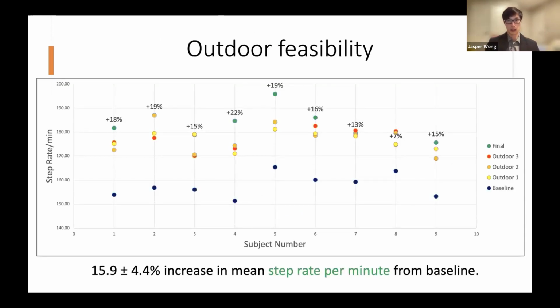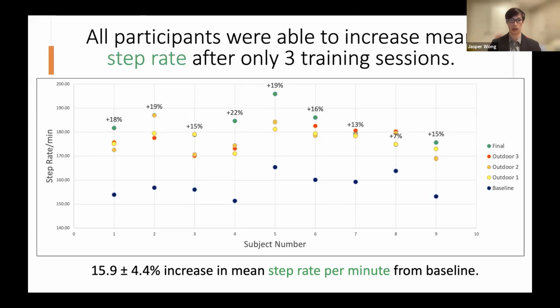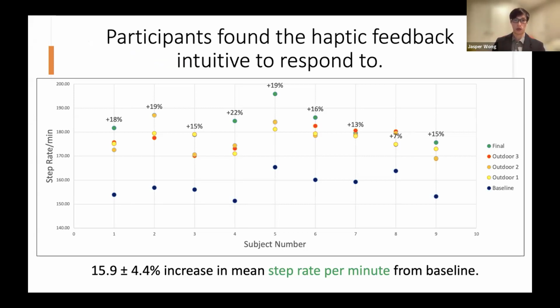So onto the outdoor feasibility. Here we've got a graph showing the mean step rate per minute in the different sessions, with mean step rate per minute on the y-axis and subject number on the x-axis. The blue dots represent their mean step rate during the baseline. The yellow, orange, and red dots represent their mean step rate per minute during their training sessions using the haptic feedback. The green dots represent their step rate per minute, and finally the black dots are when we have no feedback or pacing. So we can see here that we're able to increase their mean step rate after only 3 training sessions, and all participants found the haptic feedback quite intuitive to respond to as well.